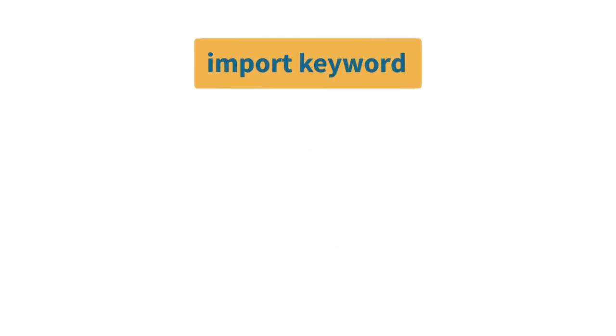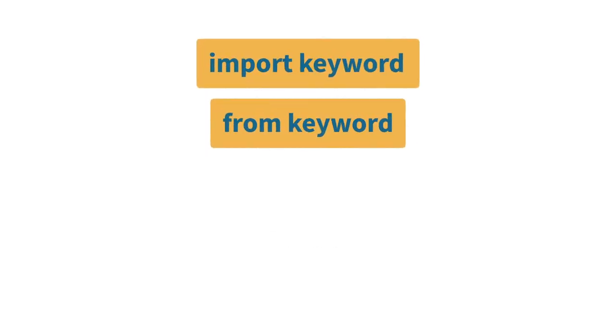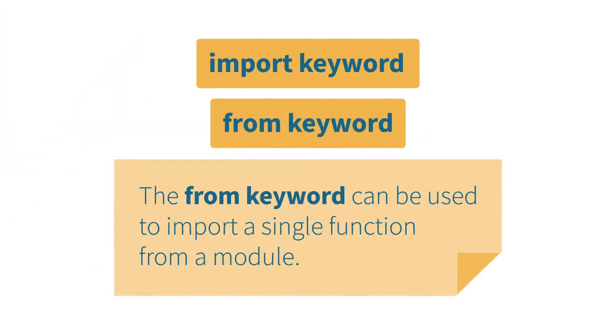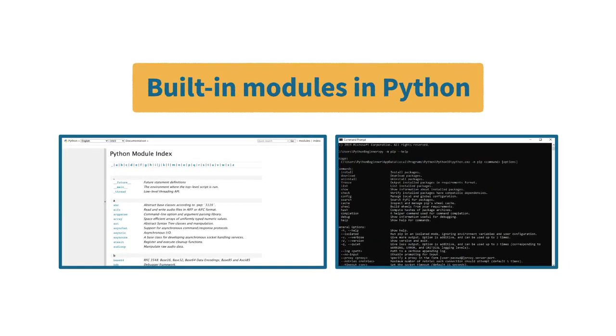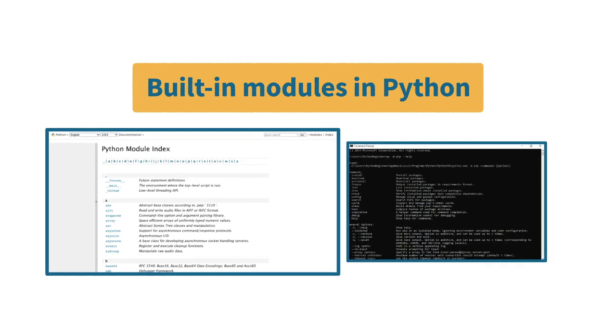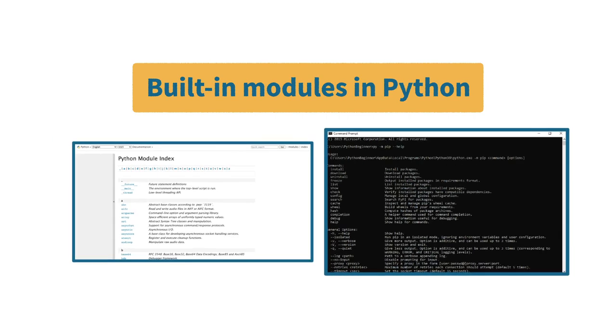We use the import and the from keywords to import modules. We also learned that the from keyword is used to only import certain parts of the module. We also learned that there are available, pre-written, built-in modules in Python. We can find several modules in the Python module index, and if you want to access third-party code that isn't in Python yet, you can install it using pip.